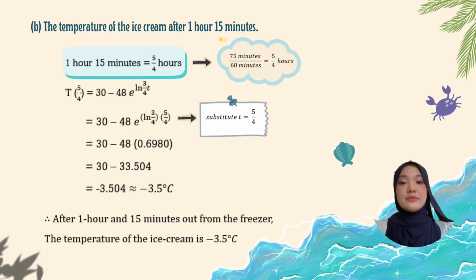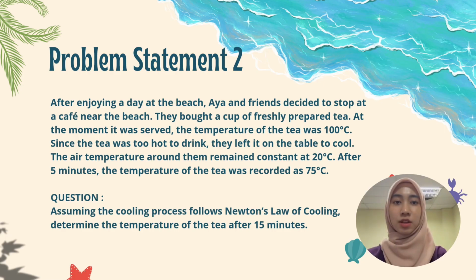After substituting the value of time, we evaluate the exponential term. The value of e to the power of (ln 3/4) multiplied by 5/4 is approximately equal to 0.6980. Then, we multiply this value by 48, which gives 33.504. Finally, we subtract this value from 30 and obtain T equals negative 3.504 degrees Celsius, which is approximately equal to negative 3.5 degrees Celsius. Therefore, after 1 hour and 50 minutes out of the freezer, the temperature of the ice cream is approximately negative 3.5 degrees Celsius. Next, we proceed with problem statement 2.